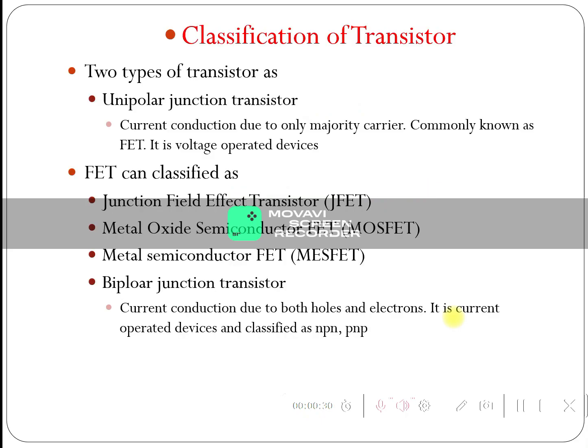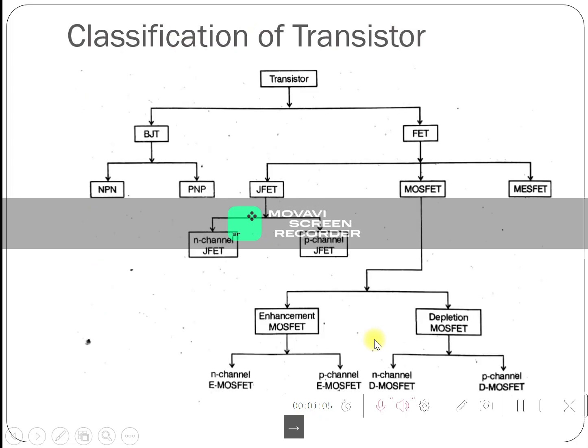Classification of transistor: two types of transistor, UJT and BJT. UJT is a device which conducts due to only majority charge carriers. FET is another classification: junction field effect transistor, metal oxide semiconductor field effect transistor, metal semiconductor FET, and bipolar junction transistor. The BJT is classified into two types, NPN transistor and PNP transistor.